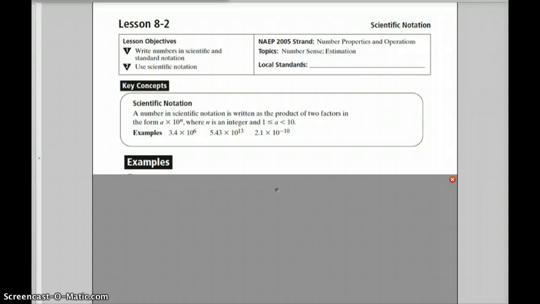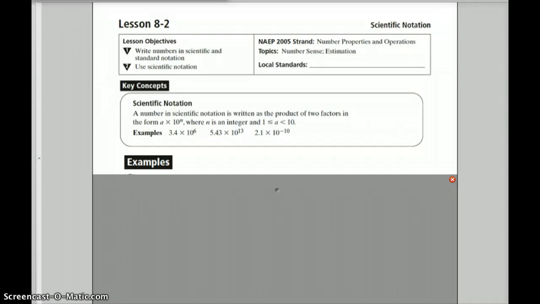Okay, so the exponent is an integer, positive or negative, and then a is always greater than or equal to 1, as well as less than 10. We're going to talk about that here in a second. Examples would be 3.4 times 10 to the 6th, 5.43 times 10 to the 13, and 2.1 times 10 to the negative 10. This is the one opportunity you have to leave negative exponents. Standard form or scientific notation is the one time when we will have negative exponents and we don't have to really do anything with them.